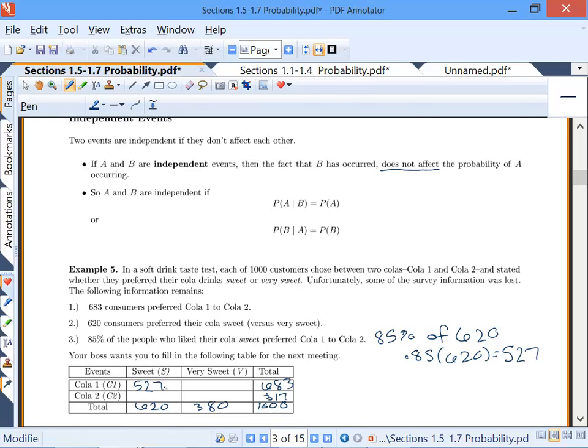Okay. Once you know that much, can you find everything else on the table? Okay. We're just adding, subtracting, or just subtracting. So, for instance, I could do 683 minus 527. And that tells me that the number of people that like it very sweet and cola 1 are 156. Let's see, and then 620 minus 527, 93. So, and 224. So we filled everything in the table.